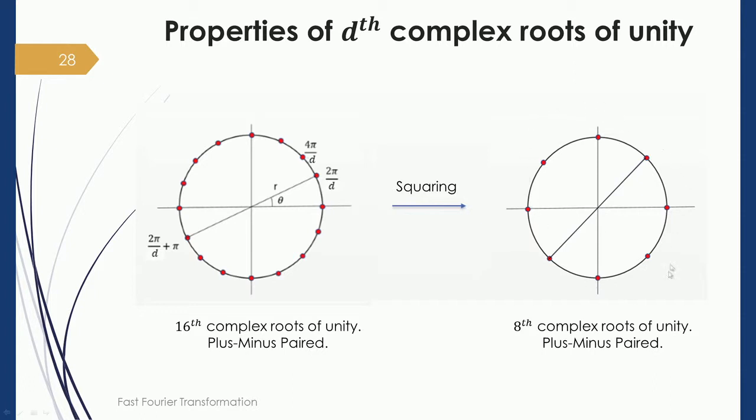And this shown here is the 8th complex roots of unity that are plus minus paired. If you continue to square it, we will get the 4th complex roots of unity, which will only be these 4 terms: plus 1, minus 1, plus i, and negative i, and again they will be plus minus paired. And this pattern will continue on. And so this is exactly the kind of pattern we need to complete our divide and conquer recursive formulation.